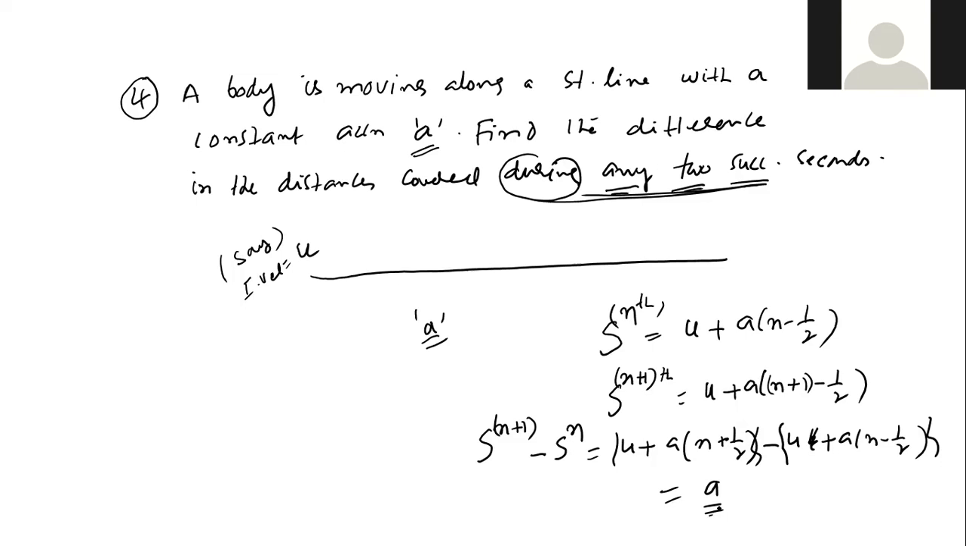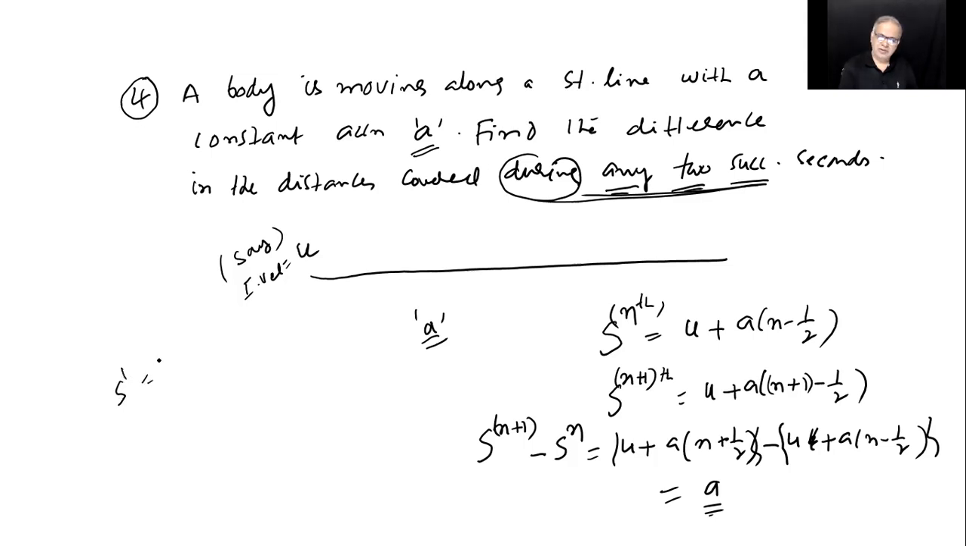Sir, I substituted 1 and 2 in the nth place. 1 and 2, if you put also, you'll get it. To make ourselves sure that it is valid for any other successive seconds, so we put n and n plus half. If you put 1 and 2, why will you get like that?